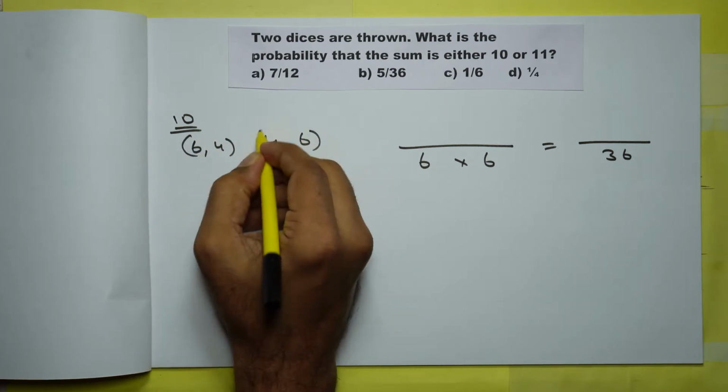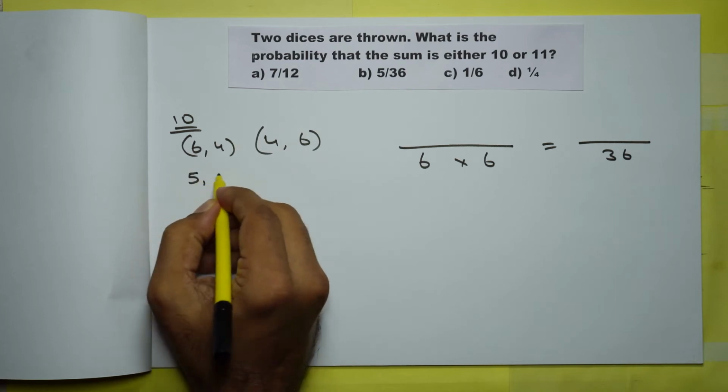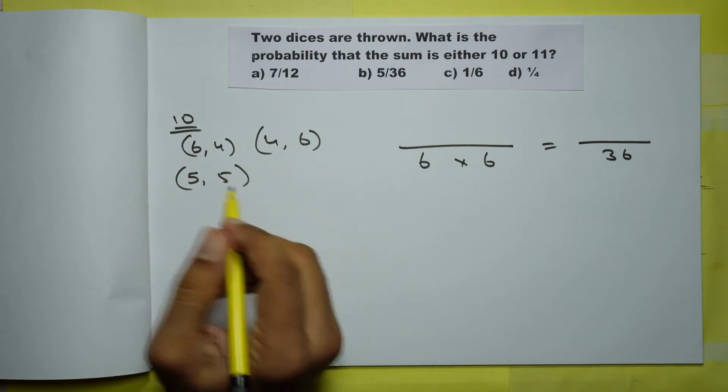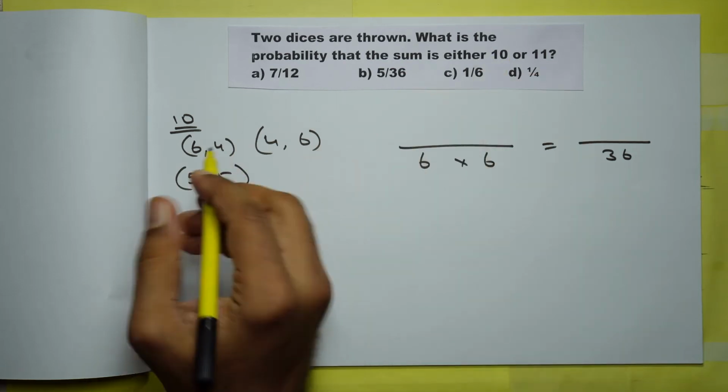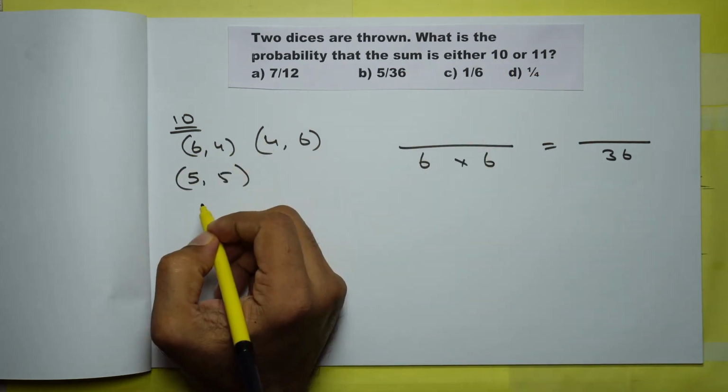It can be 4 and 6. Also it can be 5 and 5. So these are the favorable outcomes where the total sum is 10. That is, these three favorable cases are there.